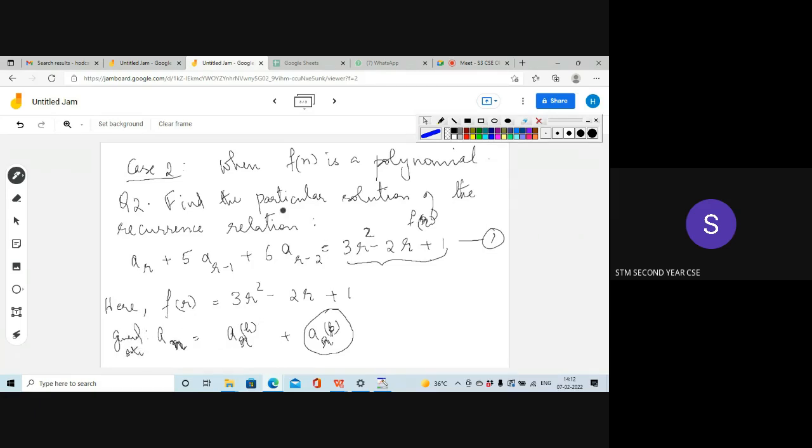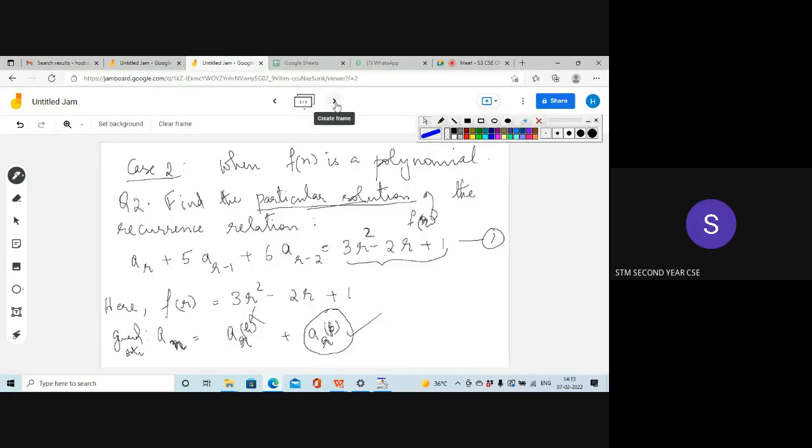But the question says you need to find only the particular solution, because this is a lengthy question. So we needn't find the homogeneous part. You needn't equate the left hand side to 0 to make it homogeneous and then find the homogeneous solution. You have to find only the particular solution as per the question. So let us see how to find the particular solution.